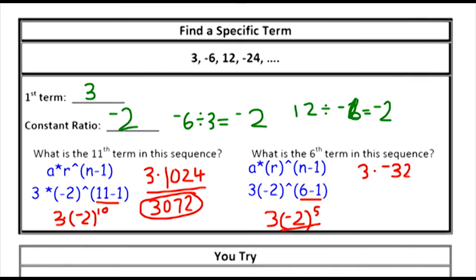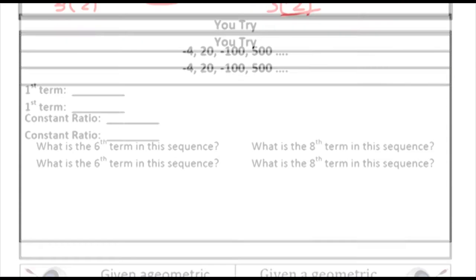You can even double check it if you really wanted to. Negative 24 is the 4th term. Negative 24 times negative 2 would give me positive 48. Positive 48 times negative 2 would give me negative 96. So that is the 6th term. I was correct. On your own, pause the video, go ahead and try these examples. Remember, in order to receive credit, you must show your work.